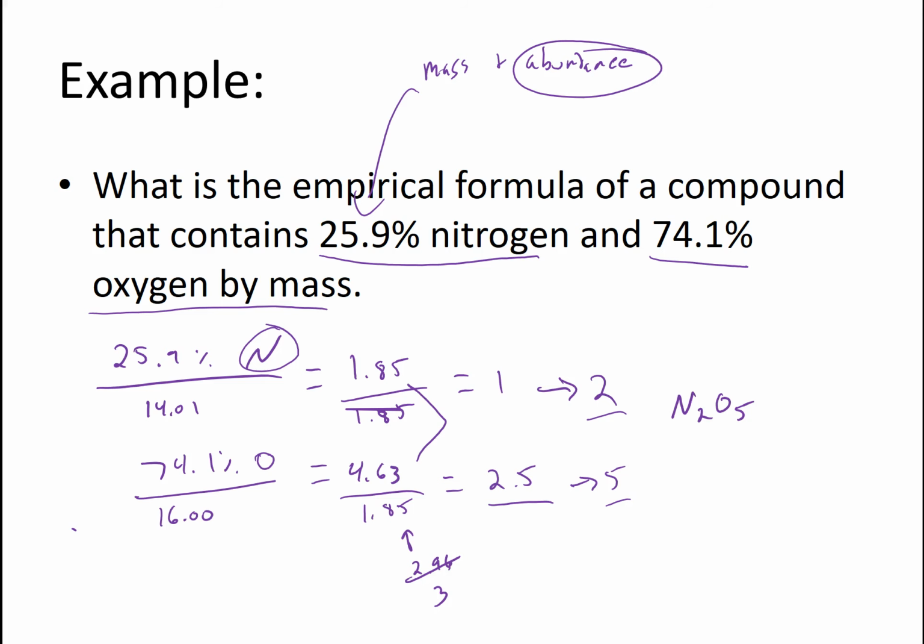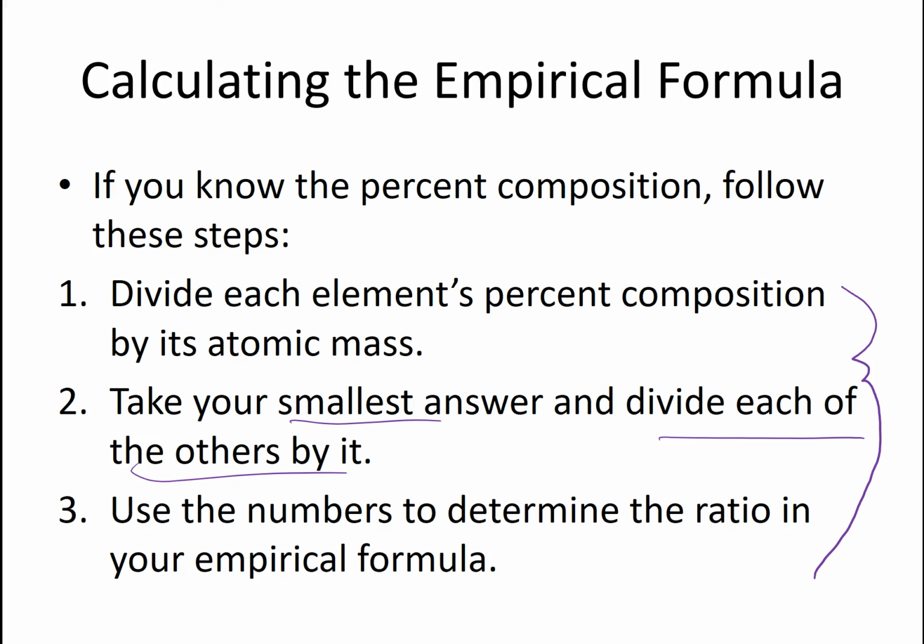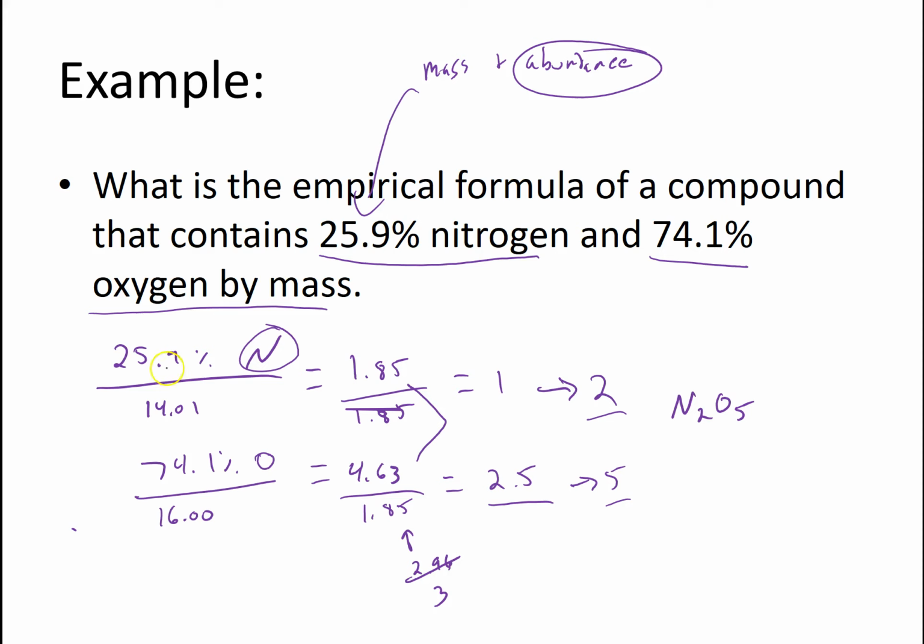So let's walk back through those steps. Okay. We divided each element's percent composition by its atomic mass. So I went 25.9 over 14.01 for nitrogen, 74.1 over 16 for oxygen, and I got 1.85 and 4.63. I then took the smaller of those two values, which is 1.85, divided both numbers by 1.85, and I got 1 to 2.5. Because 2.5 is not a whole number that we can easily round, we need to then turn these both into whole numbers by doubling both of them. And that gave me a 2 and a 5. So that's 2 nitrogens to 5 oxygens.